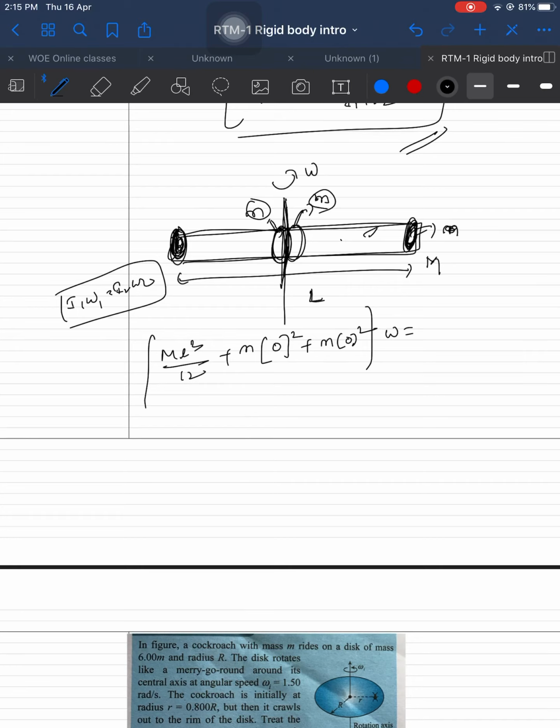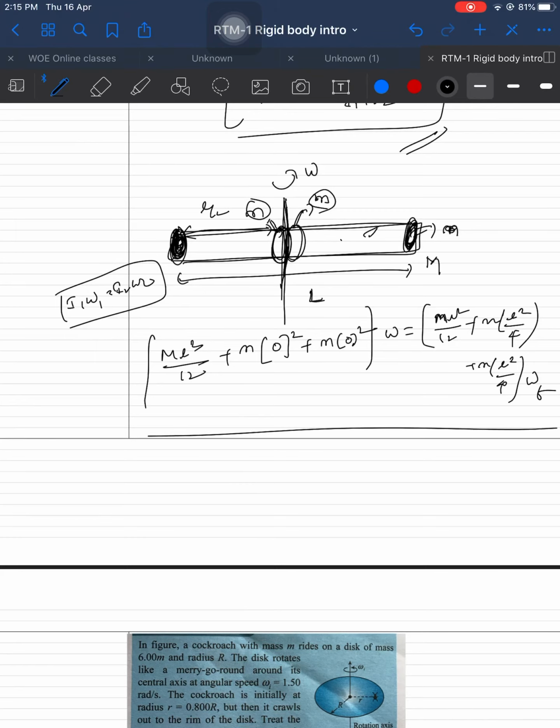Finally, the rod has moment of inertia M L square by 12, plus the bead, which is now at a distance L by 2 instead of the edge: small m into L square by 4, plus small m into L square by 4, into omega final. You need to get the final omega. Get it? You can solve it.